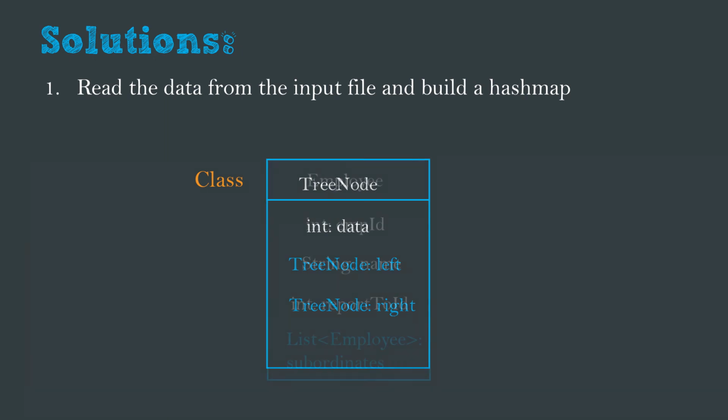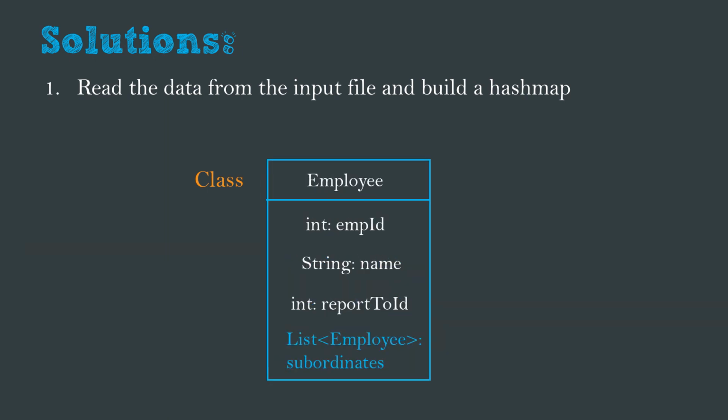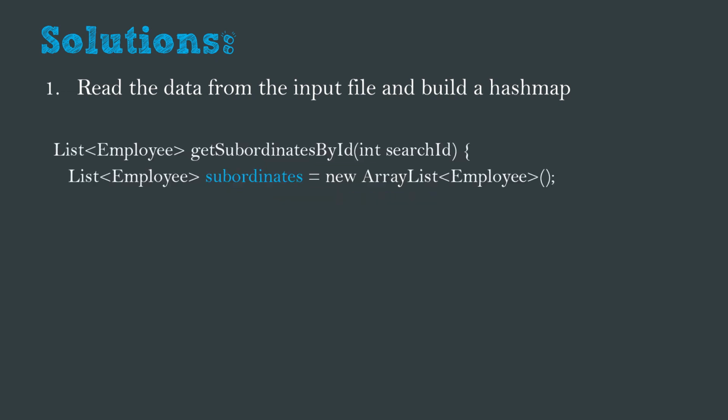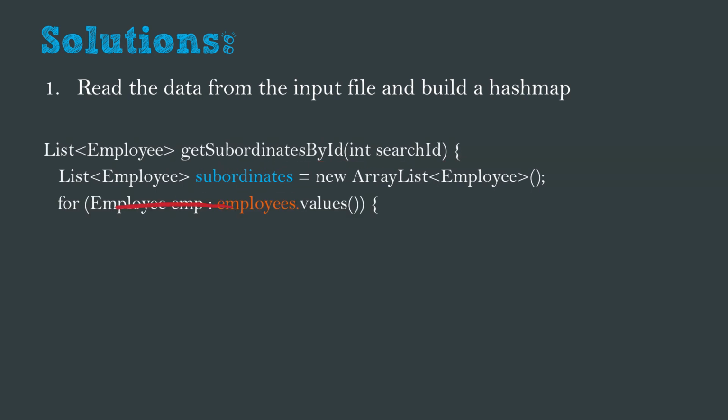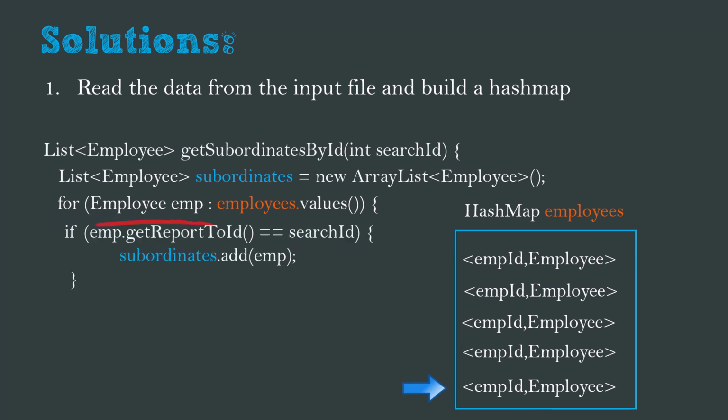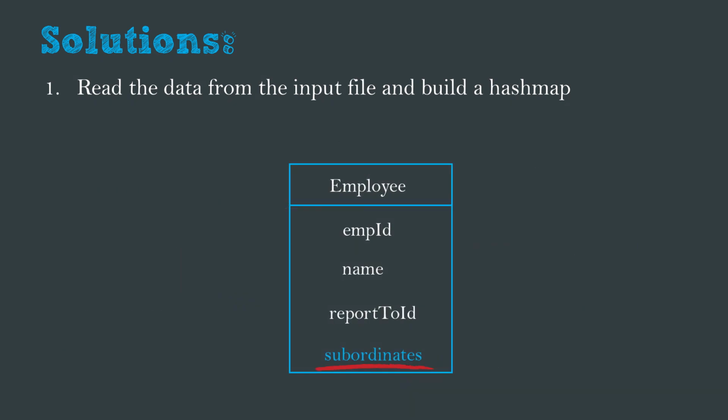So for each employee object, we will define an additional variable, subordinates. It is a list of links to other subordinate employee objects. To get the subordinates for any employee, we will create a function with the search employee ID as input parameter. We go through all employees in the hash map, compare their report to ID with the search employee ID. If the report to ID is the same as the search ID, the associated employee is added to the subordinates list. The final subordinates list is stored as part of the employee object.